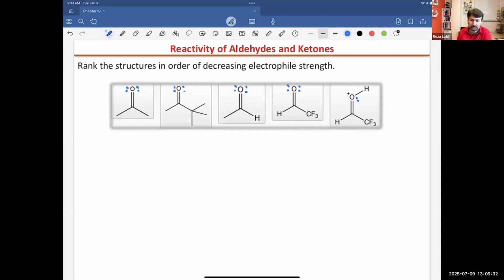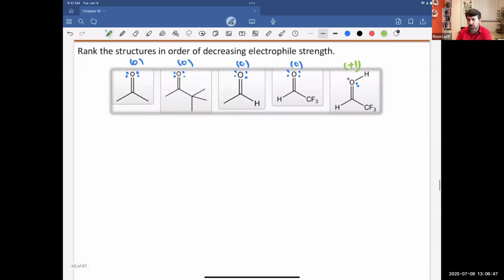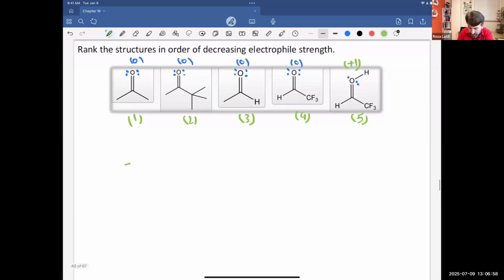and except for the last molecule, all these molecules have 0 formal charge on oxygen, while the last one has a +1 charge. So the most reactive compound will be the last molecule. Let's call this one 5. So I'm going to say the most reactive one will be number 5, because we have a positive charge on oxygen.